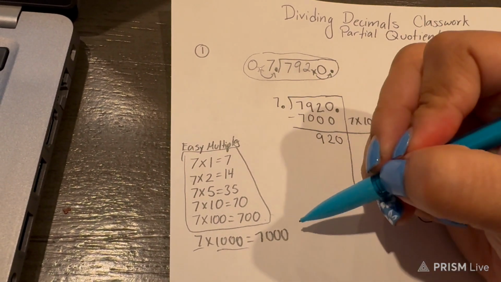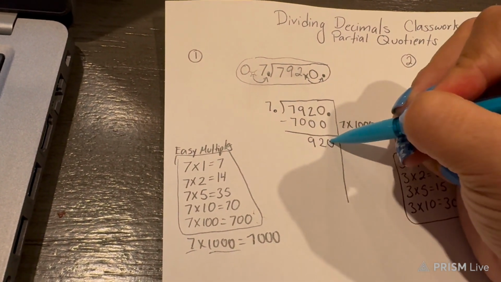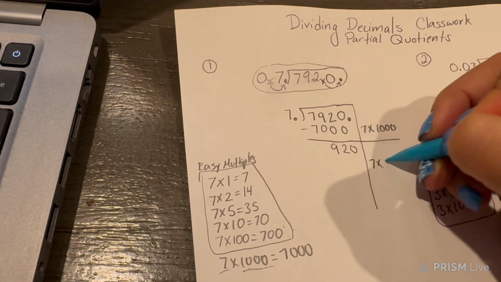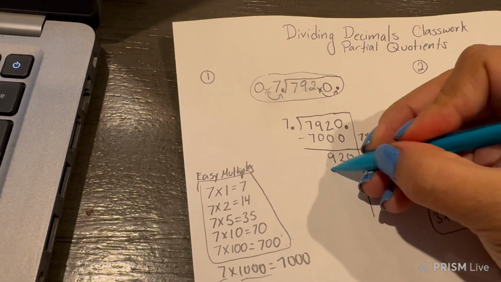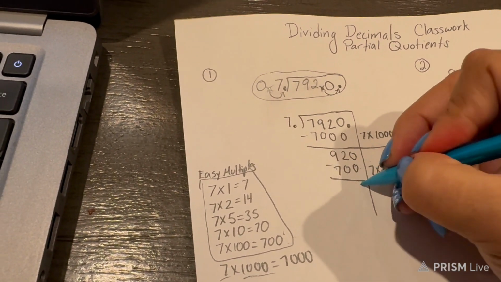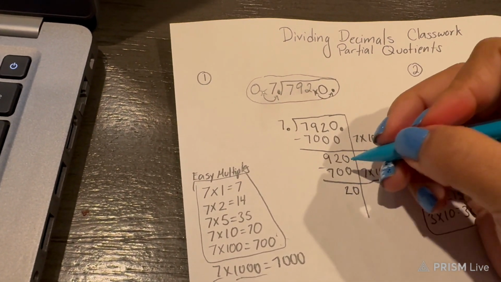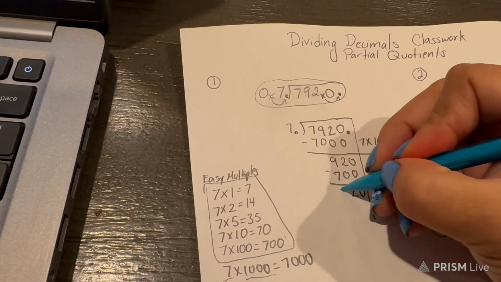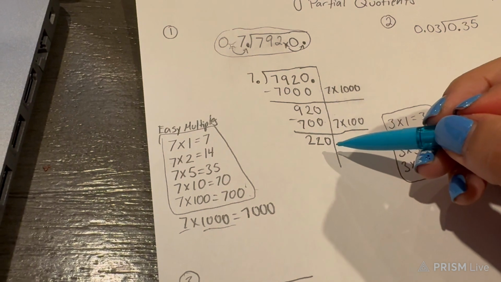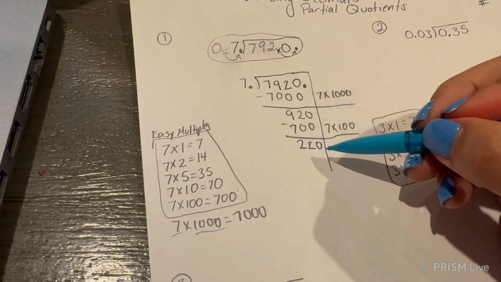We know that we can use 700. That's the closest number here. So we're gonna go ahead and do 7 times 100, which is 700. 0 minus 0 is 0, 2, 9 minus 7 is 2. So now we're left with 220. And now we're gonna keep going.